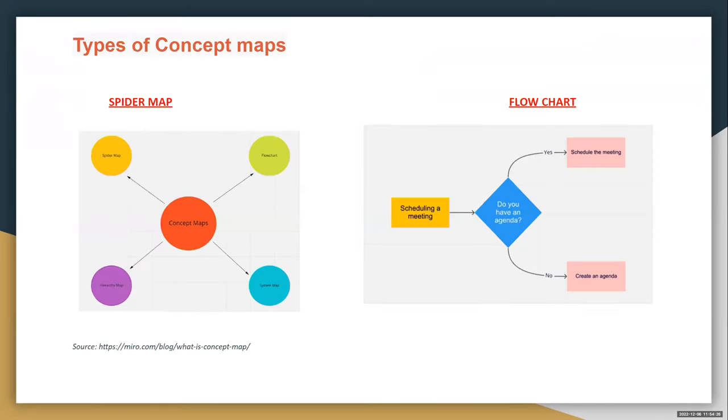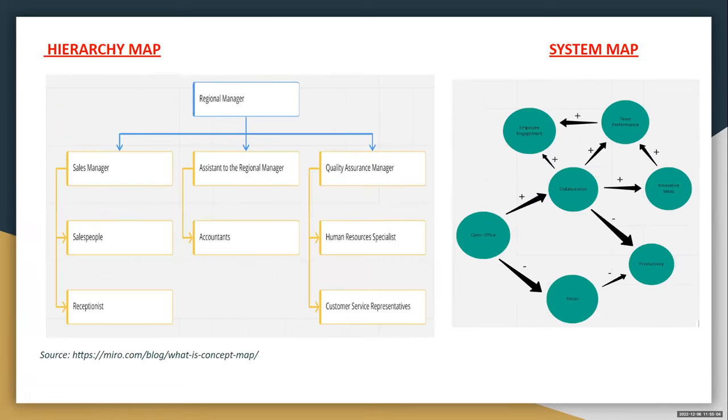The types of concept maps: a concept map can be drawn in the shape of a spider map. Here you can see this map, it looks like a spider. As a spider has many legs, this concept map is also going in a similar manner, to the left side also, the right side also, downward also, arrows also you can see, and it looks like a spider. Concept maps could also be in the shape of flowcharts. They could be drawn as a hierarchy map also, and a system map. So these are a few examples of concept maps.